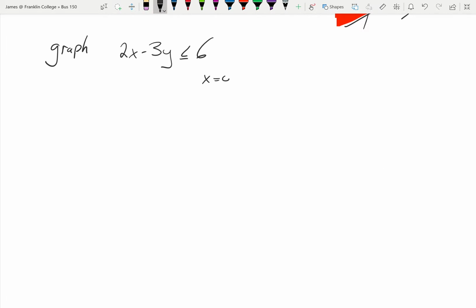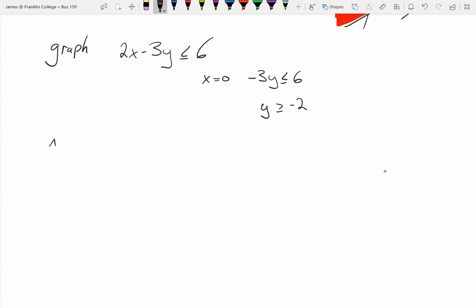So when x equals 0, we can compute our y-intercept. So when x equals 0, we're going to have the equation minus 3y is less than or equal to 6. We divide both sides by negative 3. Remember, we're going to have to flip the inequality. So we're going to get y is greater than or equal to negative 2.